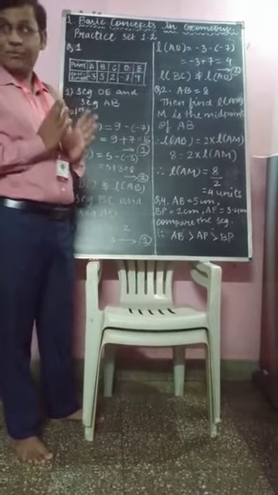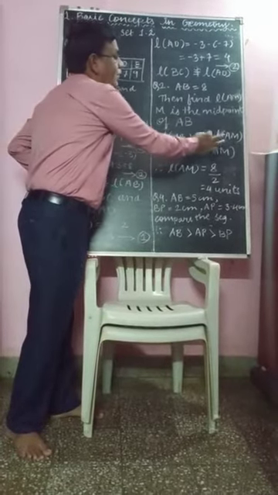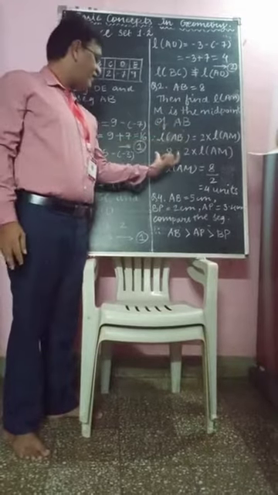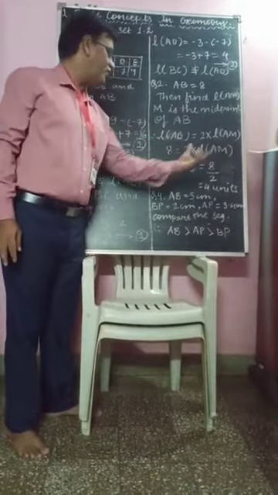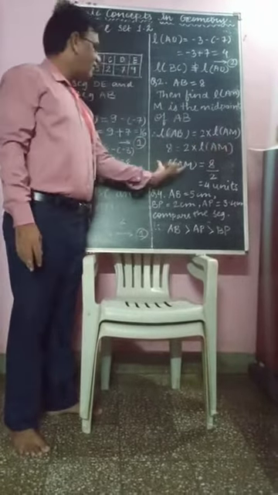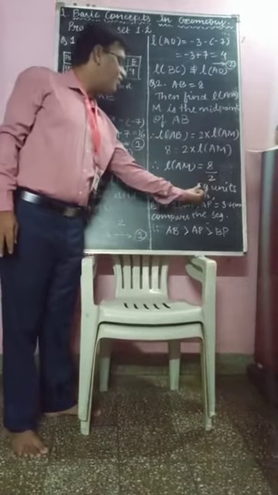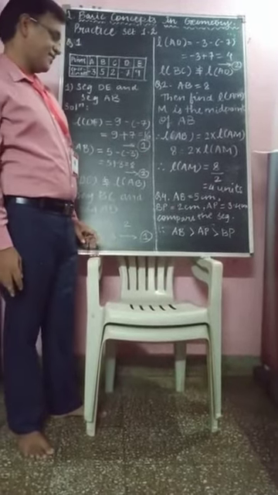Because M is the midpoint, you can write this formula: length of AB is equal to 2 into length of AM. So length of AB is given, that is 8, equals 2 into length of AM. Now you have to find out the length of AM. So length of AM is equal to 8 by 2, that is 4 unit. So in this way you have to find out the length of AM.